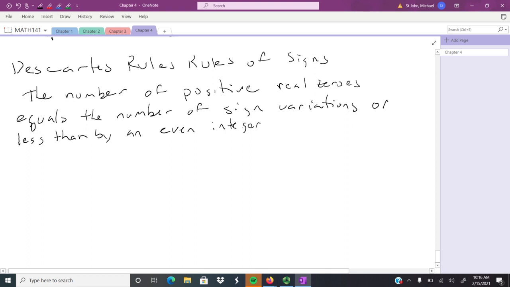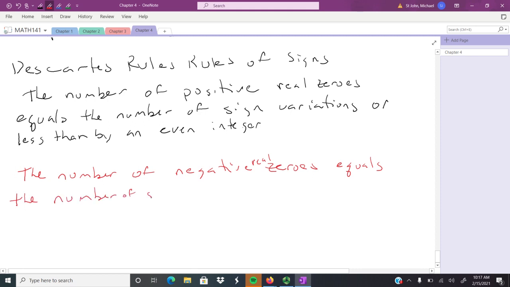And then the other part of it is the number of negative real zeros, let's stick that in there, all right, equals the number of sign changes of f of minus x, or less than that by an even integer.